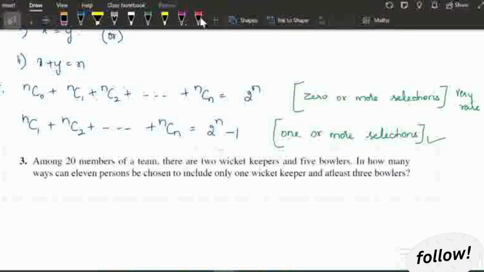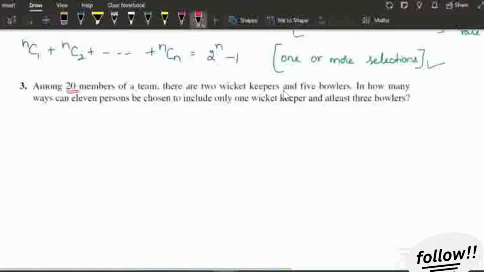Okay, understand the question clearly. Team has totally 20 people. In this, 2 are wicket keepers, 5 are bowlers, and remaining people are all-rounders, right? So first, divide them into categories. So we have wicket keepers, and then we have bowlers, and then we have all-rounders. Okay, all-rounders or batsmen, whatever, you can consider your third team, you can consider whatever you want.